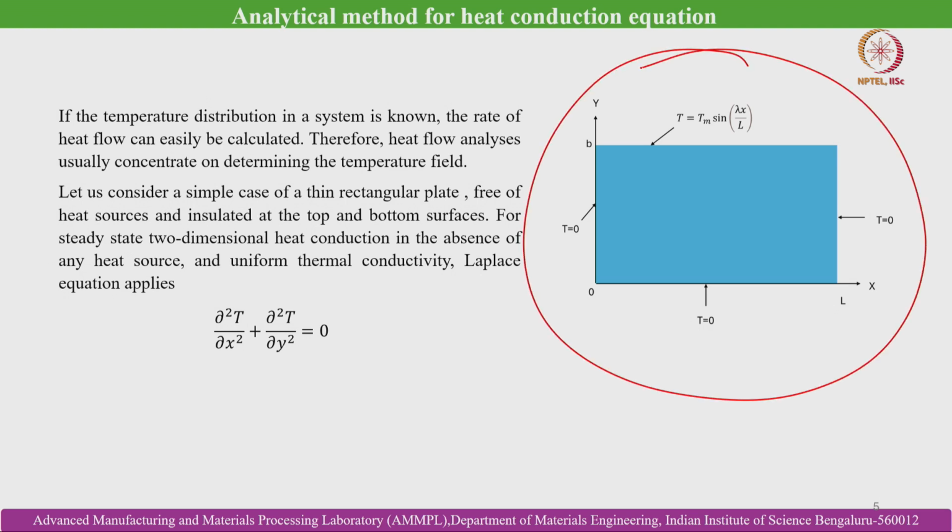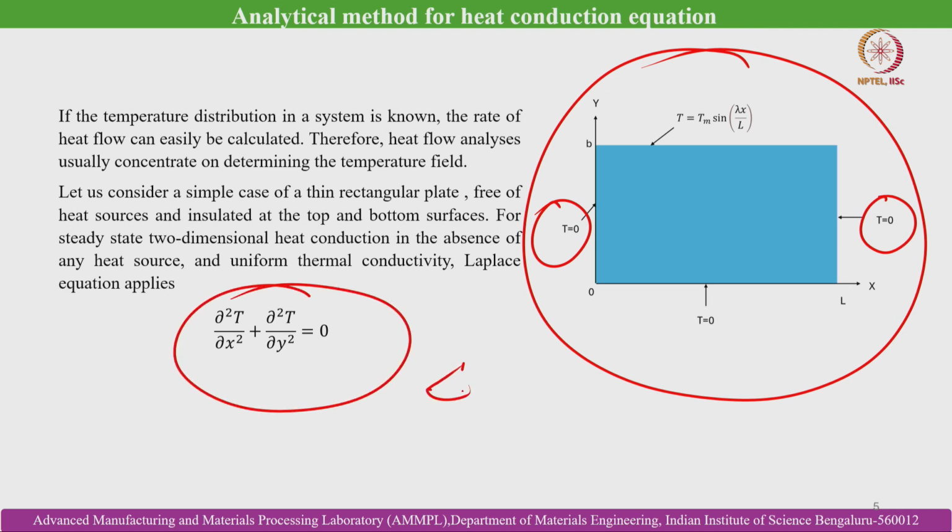This is the rectangular domain where we are focusing on evaluating the temperature distribution. As for the boundary conditions, it is free from heat sources and insulated at the top and bottom surfaces. Accordingly, del T del y is equal to 0 at the top and bottom surfaces. Okay. For steady state two dimensional heat conduction in the absence of any heat source and with uniform thermal conductivity, the Laplace equation holds good. What is that? That is del square T del x square plus del square T del y square is equal to 0. That means grad square T is equal to 0. So this is the Laplace equation.